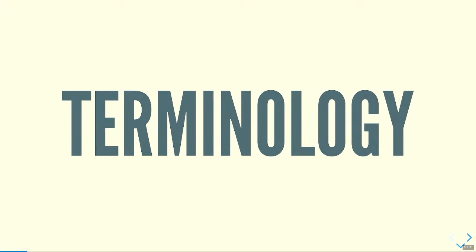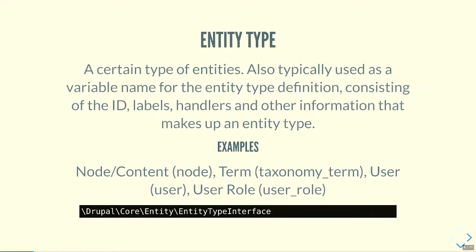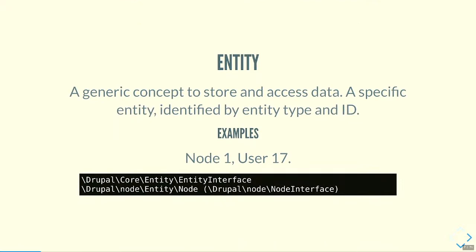So, terminology. An entity type is, well, a certain type of entities. They're typically used also as a variable name if you have the entity type definition. And examples for that are the node entity type or content in the UI. It's also a bit confusing. Terms, users, but also configuration things like user roles, views, and so on. Then we have an entity, which is typically a single entity that you load from the database, that you create, that you work with.